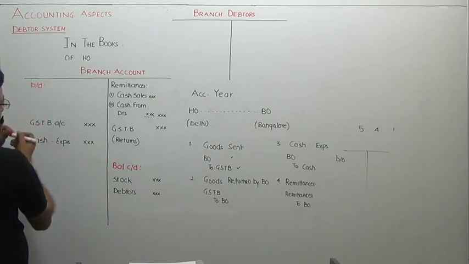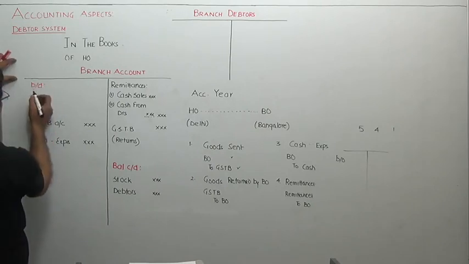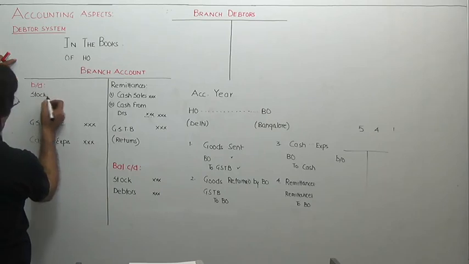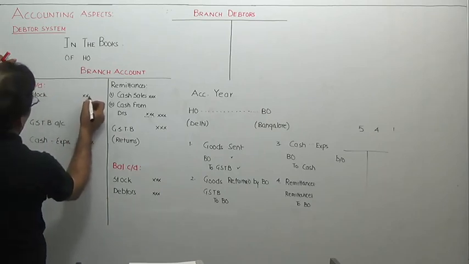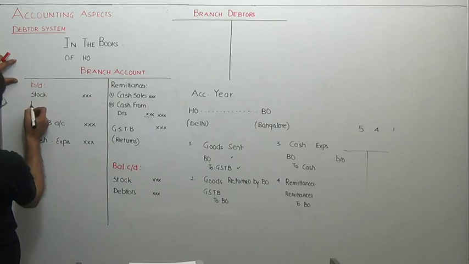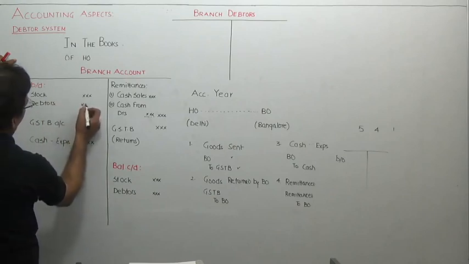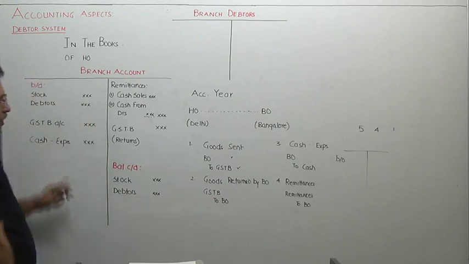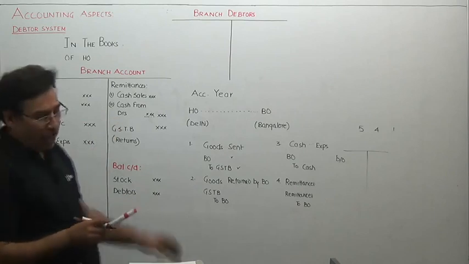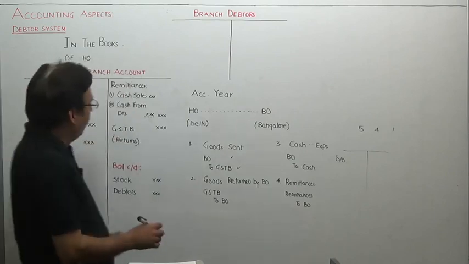Generally in the branch account, we would find items appearing this way round. So, opening stock, possible balance, then debtors, possible balance. I am not saying that only these two balances are possible. Besides, there could be any other balance, but just to simplify the model, I am taking two opening balances. So that is how branch account is prepared, correct?